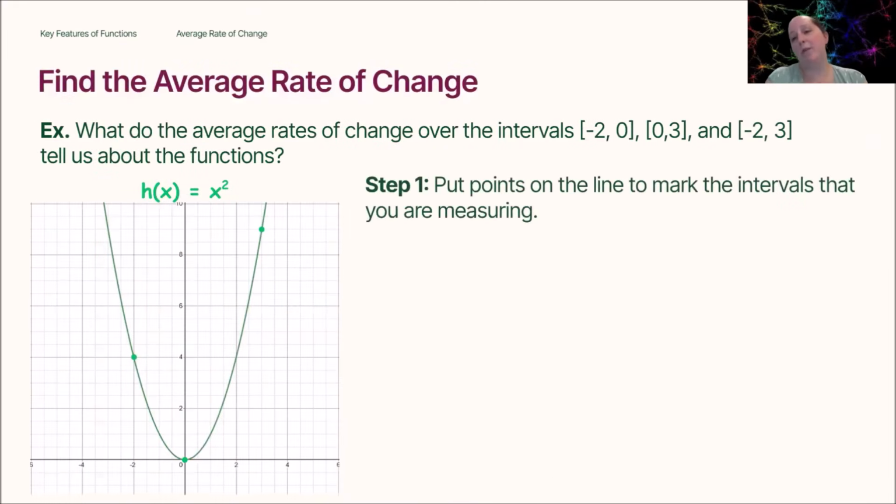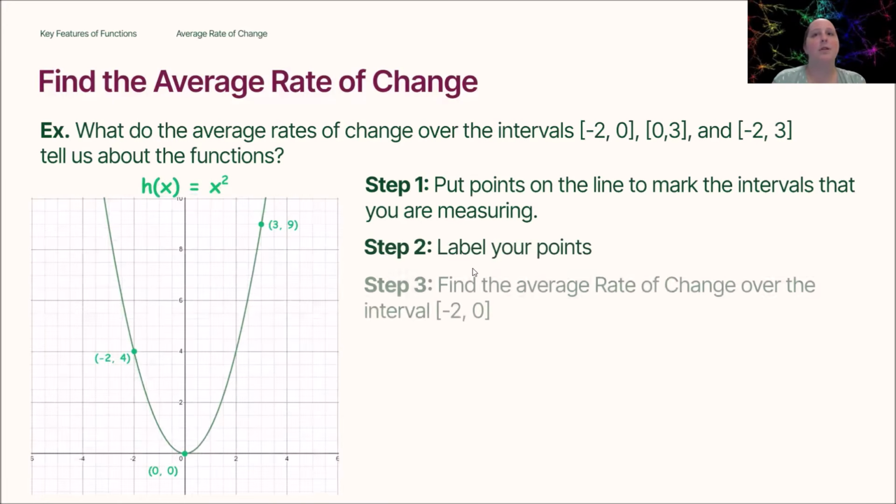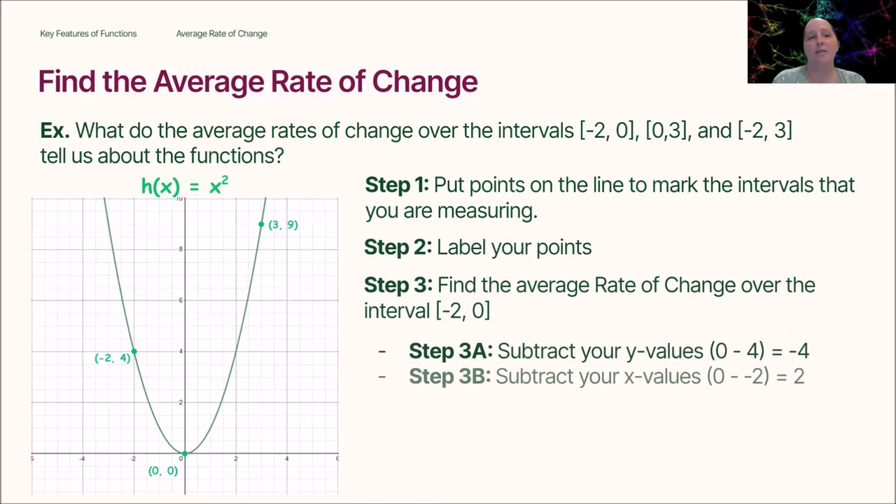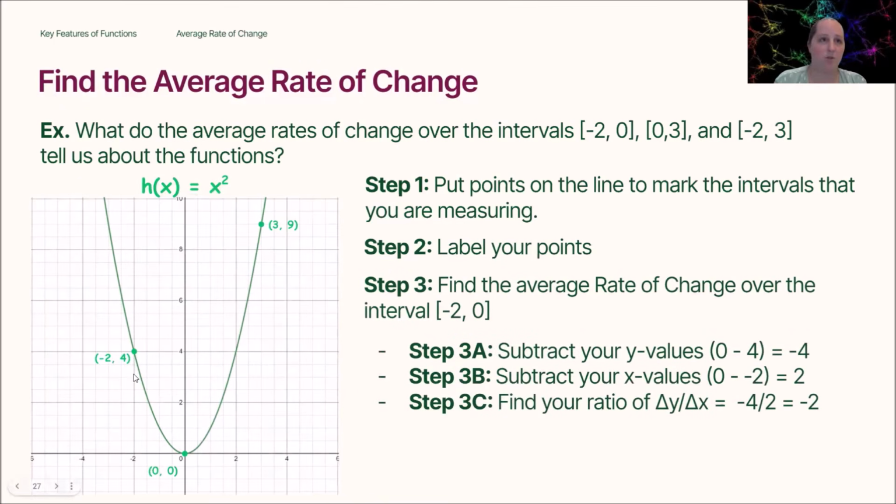So again, I'm going to do the same thing with a quadratic function, or an x squared. Anytime we're talking about a quadratic function, we have that little 2 somewhere in that equation, the superscript 2. So again, I'm going to put the points on the line, label my points, and find the average rate of change. I can count 1, 2, 3, 4, 5, 6, 7, 8. 8 divided by 4, and I went down, so -2.